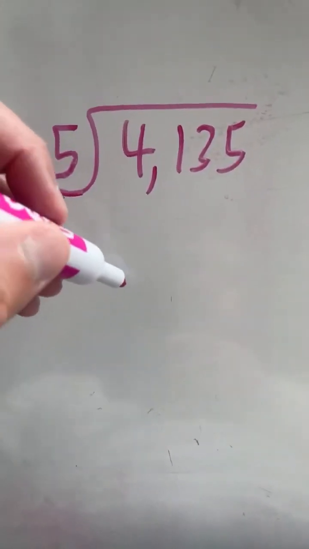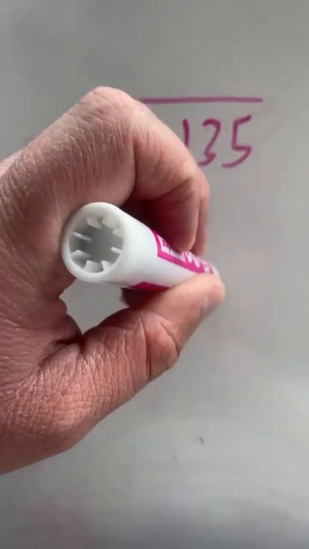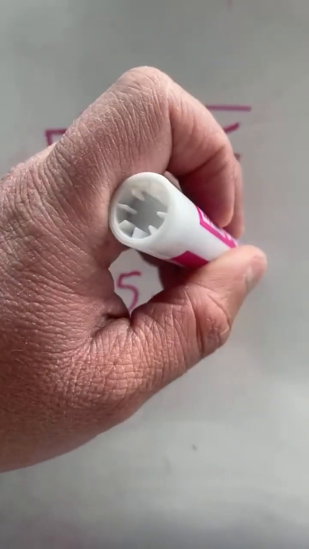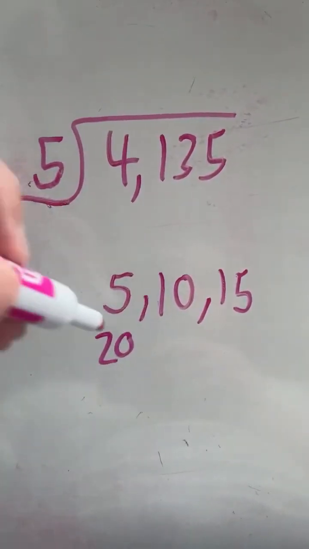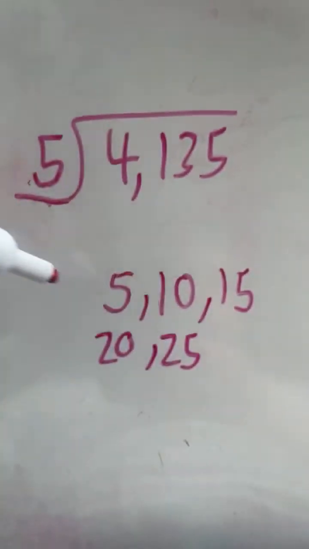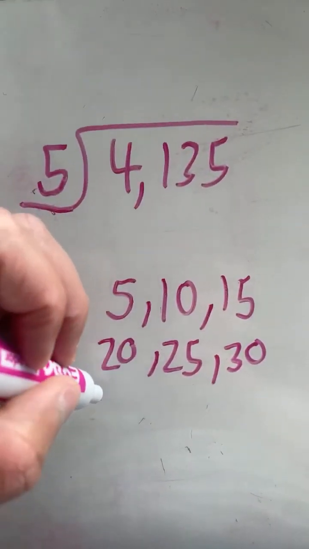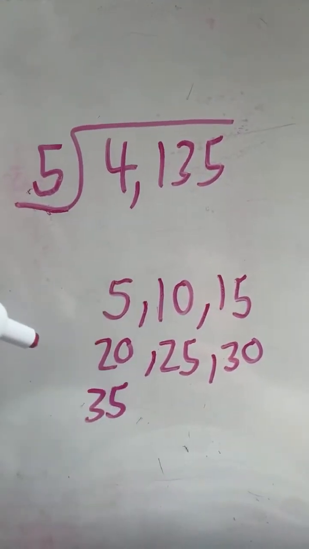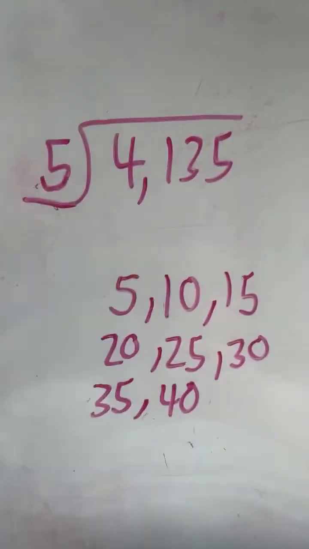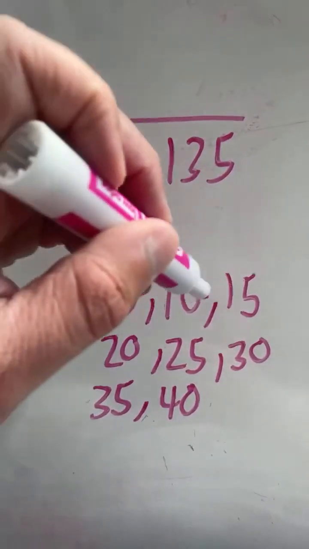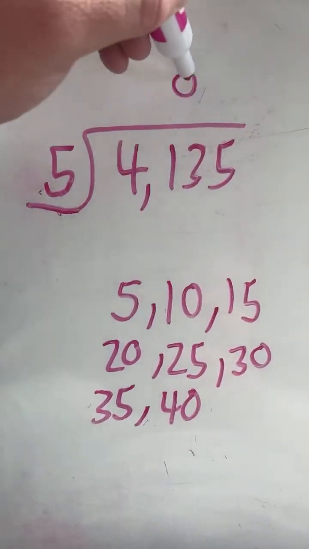So counting by 5s here. 5, that's one group. 10, 2 groups of 5. 15, 3 groups of 5. 20, we're at 4 groups of 5. 25, 5 groups of 5. 30, 6 groups of 5. 35, 7 groups of 5. 40, 8 groups of 5. We ended up counting by 5, 1, 2, 3, 4, 5, 6, 7, 8 times to get up to 41.